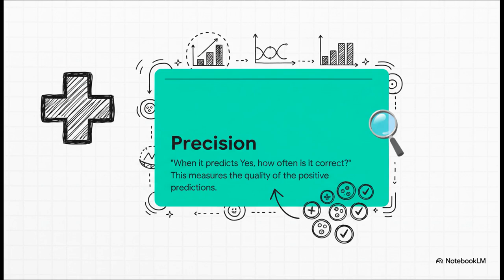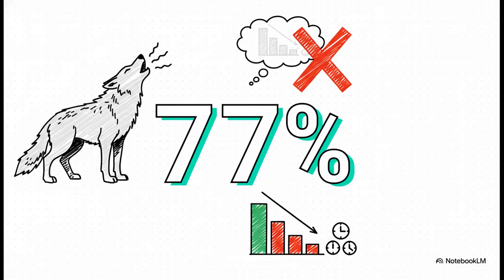Let's start with a metric called precision. Precision basically asks, when the model raised a red flag and predicted cancer, how often was it actually right? This tells you about the quality of its alarms. And when we run the numbers from our table, our model's precision is only 77%. Wow, that is a huge drop from 95%. It means that almost a quarter of the time when it cried wolf, it was a false alarm.